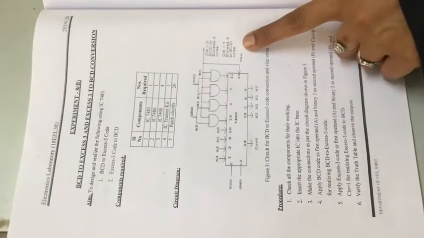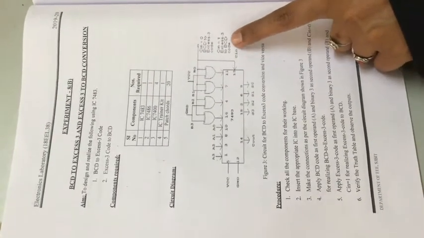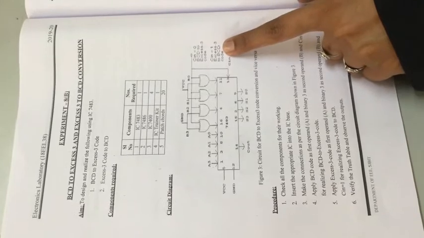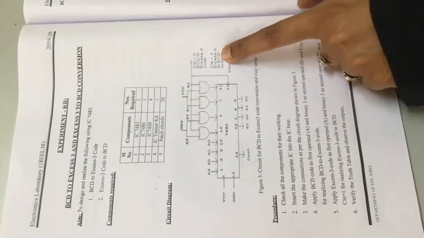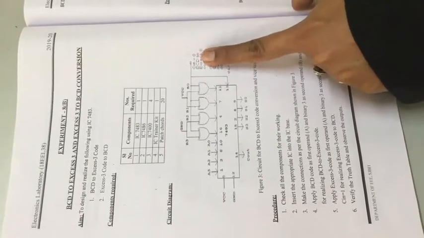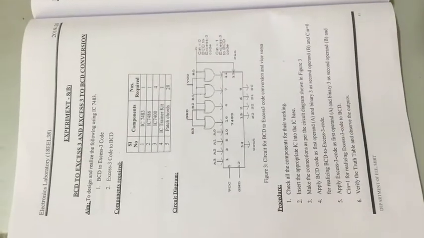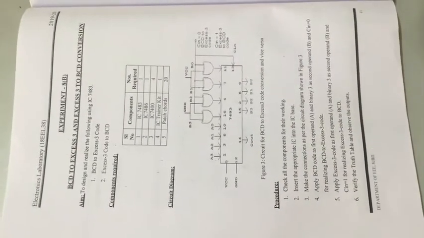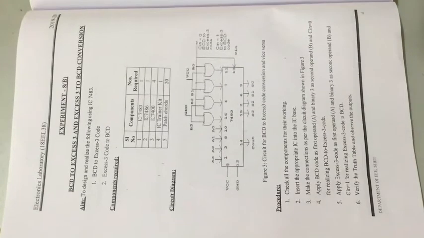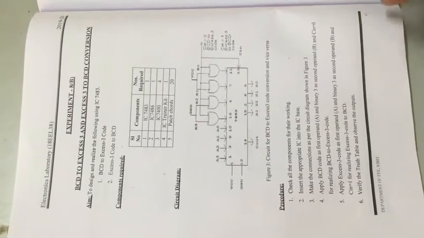Here also the same procedure follows. If Cin is equal to 0, it is going to add plus 3 to it. If Cin is equal to 1, then it is going to subtract 3 from that. That means to say that I have a BCD number, say it is 0, 0, 0, 0.